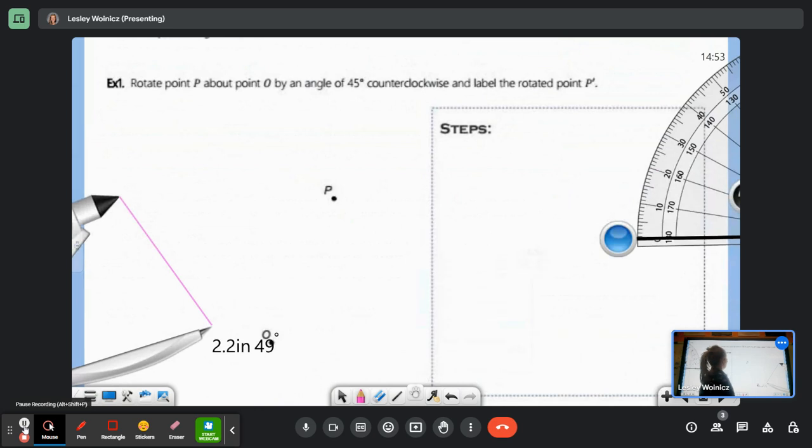So we are going to take point P and rotate it about point O by an angle of 45 degrees counterclockwise. And then we're going to label the rotated point P prime. So P prime will be our image, just to use that vocab again. And point P is our pre-image. We can't have an image without a pre-image.